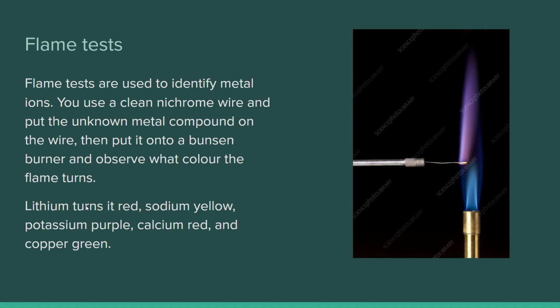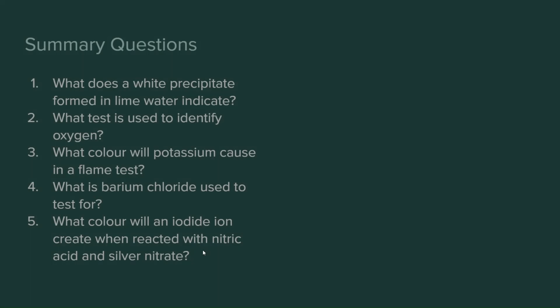So if the metal is lithium, then it will turn red. If it's sodium, then it's yellow. If it's potassium, then it turns purple. If it's calcium, then it will also turn red, but lithium is a nicer red. Calcium is more of an orangey red. And copper will turn it a nice, beautiful green.